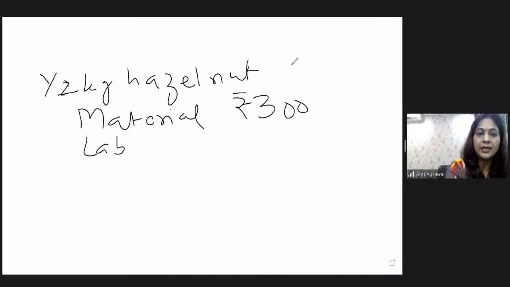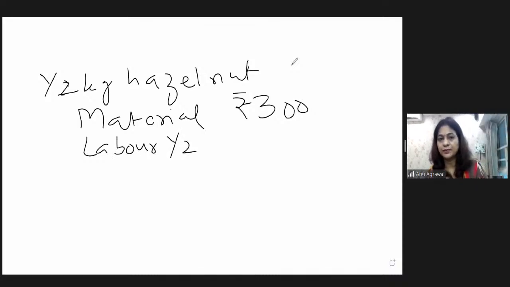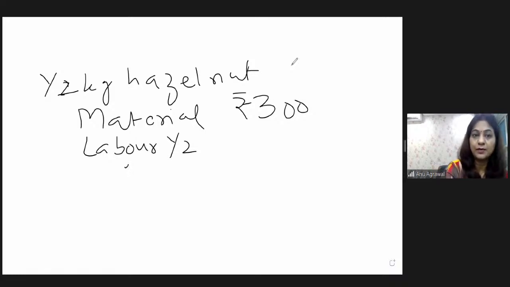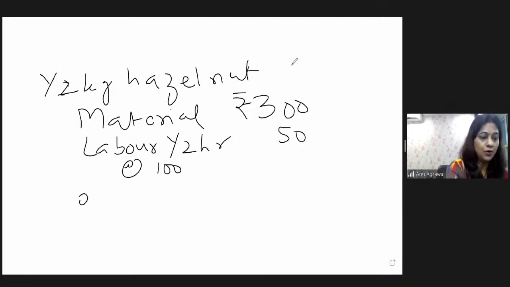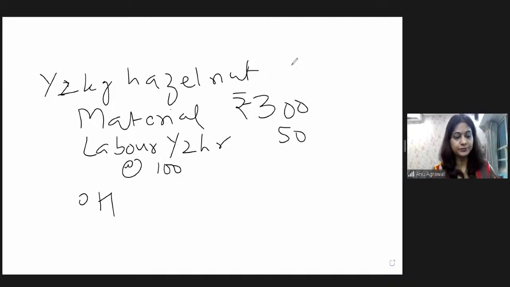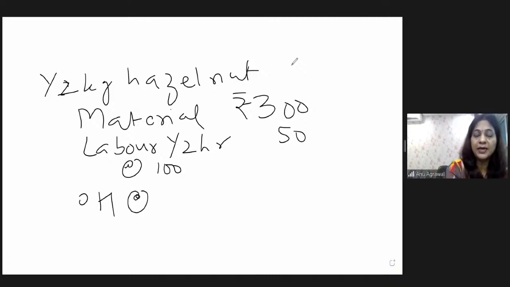Now, let's say hazelnut cake can be done faster. It requires only half an hour. So what was the labor cost I was paying there? I was paying 100 rupees per hour. Here it requires only half an hour, so I will charge only 50. Overheads would be again, at what rate? There the rate was 500, but I will use only half an hour. So it will be 250.